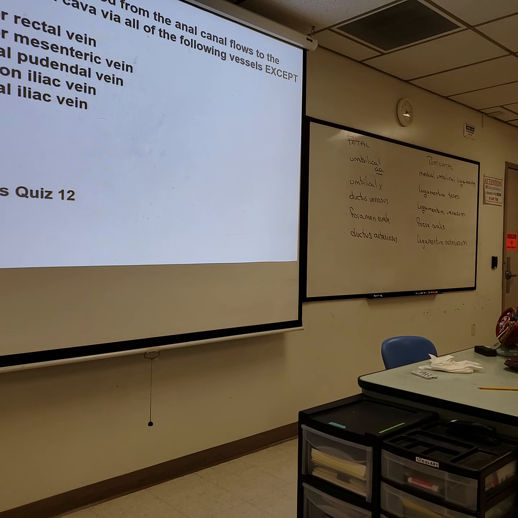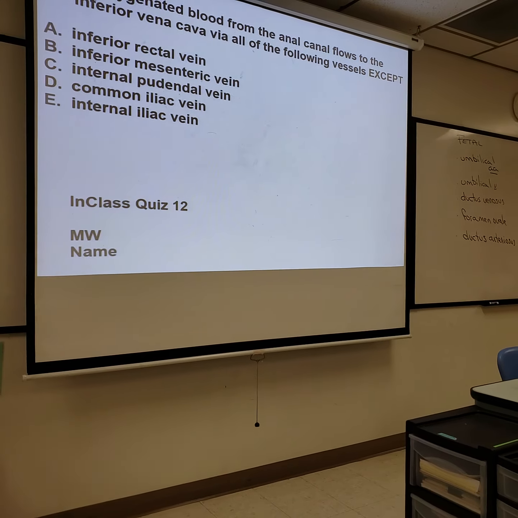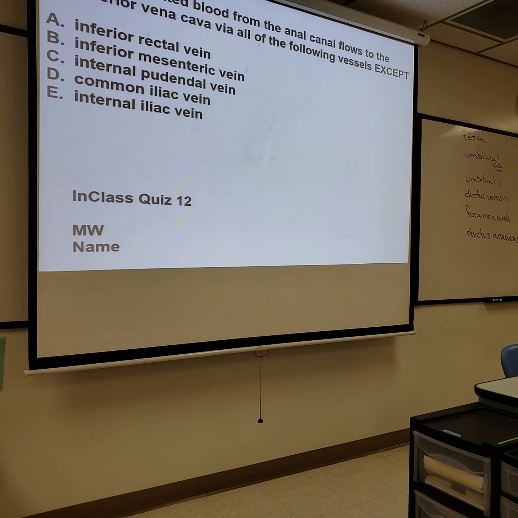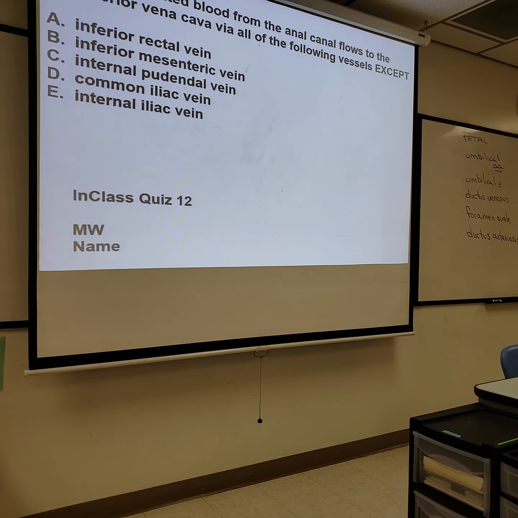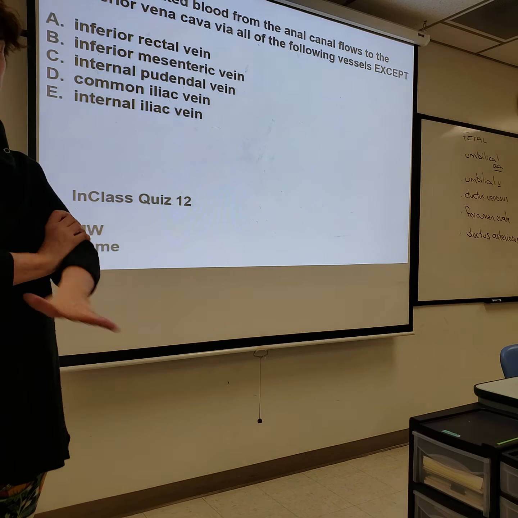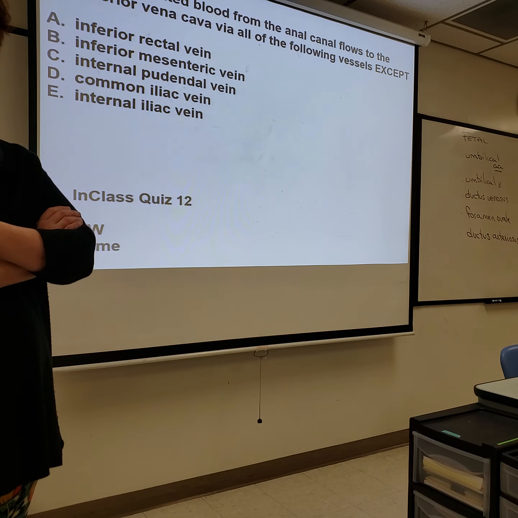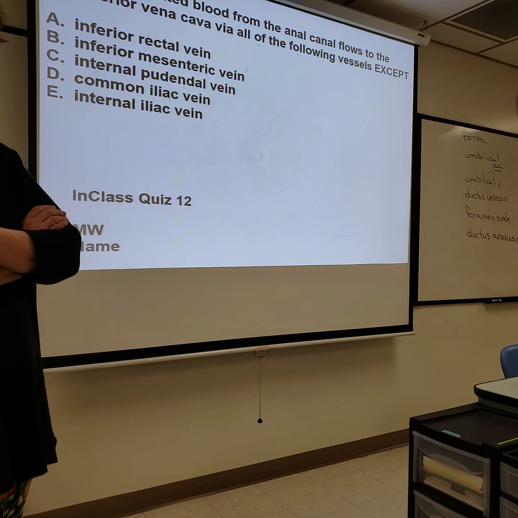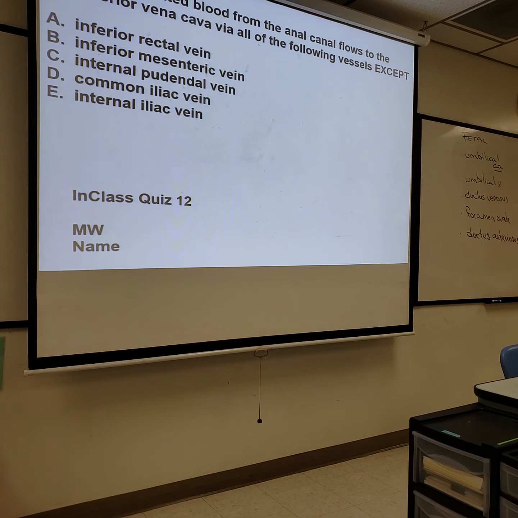So if we're tracing a drop of blood from the anal canal, it's going to leave the anal canal via the, the anal canal is the most inferior aspect of the rectum, so inferior rectal, and that's going to drain into the internal pudendal, which drains into the internal iliac, which drains into the common iliac. All right? Which then drains into the inferior vena cava.